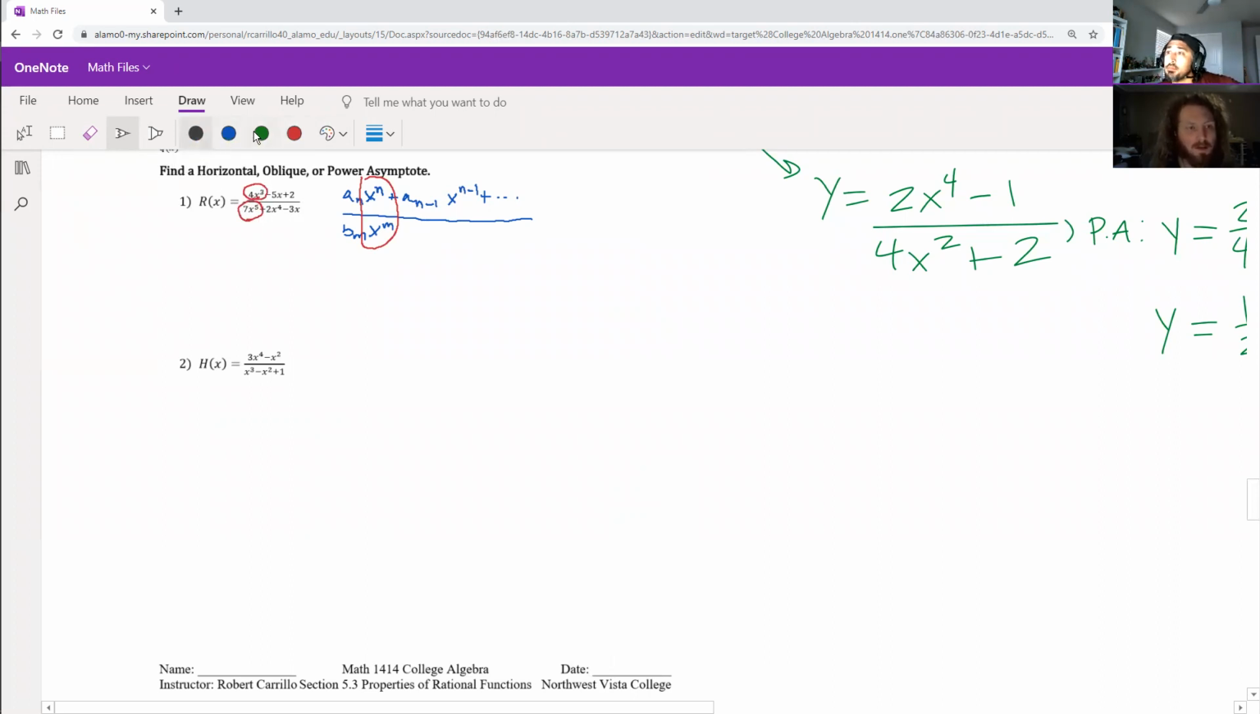So if we take a look at it, in another color, I want to work with purple. We've got n equals 3, m equals 5. So n is less than m, which tells us that we follow rule number 1, horizontal asymptote at y equals 0. And you're done. It's that simple.